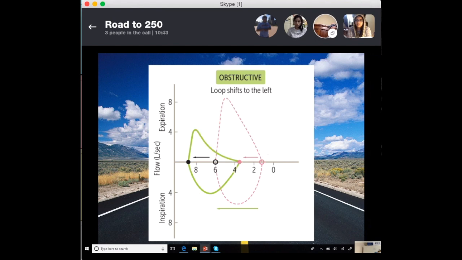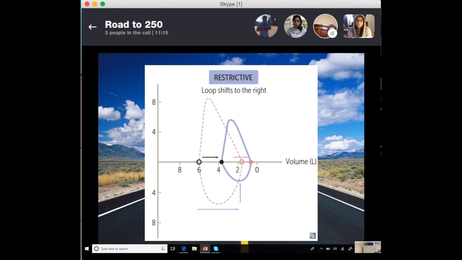And as you can see, there are shifts to the left, and that's because we're increasing our total lung capacity as well as we're increasing residual volume. So our lungs are bigger, but it's due to the fact that we have more air trapped inside, not that we're able to inhale more air. Does that make sense to everybody?